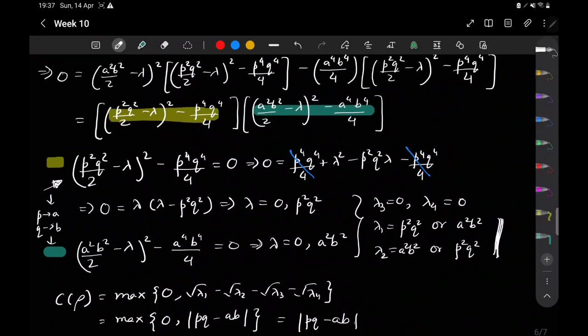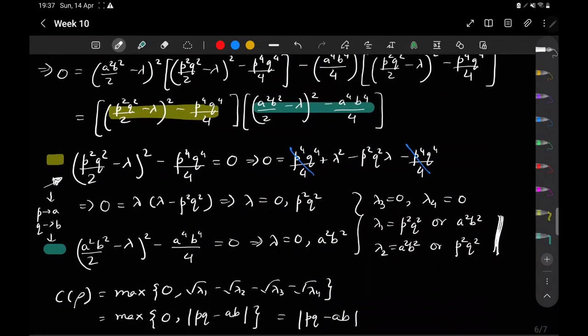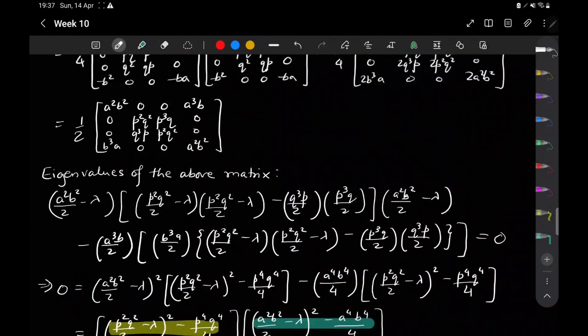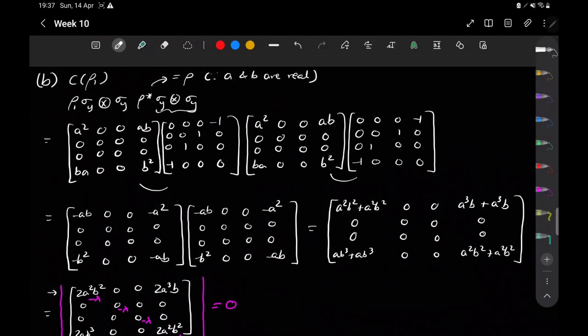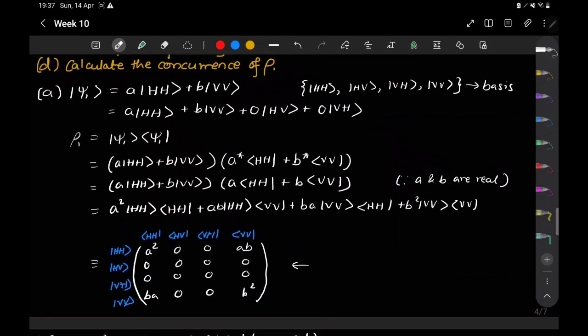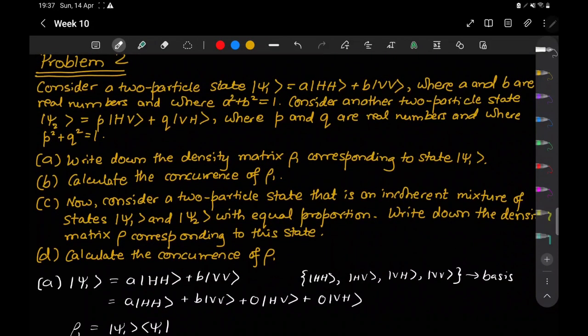So this brings us to the end of the problem set for week 10. We can now proceed to the problem set for week 11. So let us now go to the week 11 problem set. Or wait, let me see if there are any questions. If you have any questions, please put them up in the chat box, or you can even unmute yourself and ask.